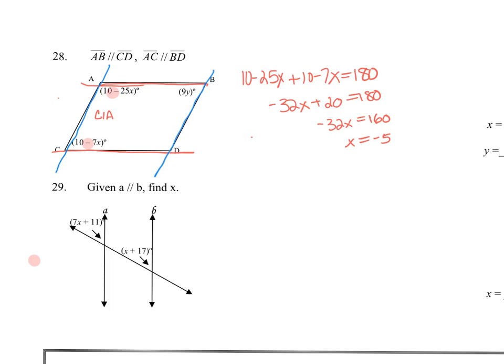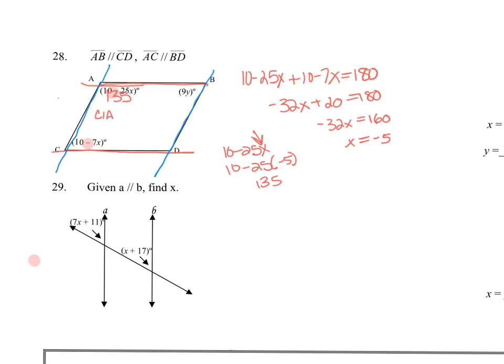And so if I look at that and I need to figure out the measure of the angle here, that angle that is 10 minus 25x, if I now substitute in -5 there, that is going to tell me that the measure of that angle is 135. And so this angle right here is 135.